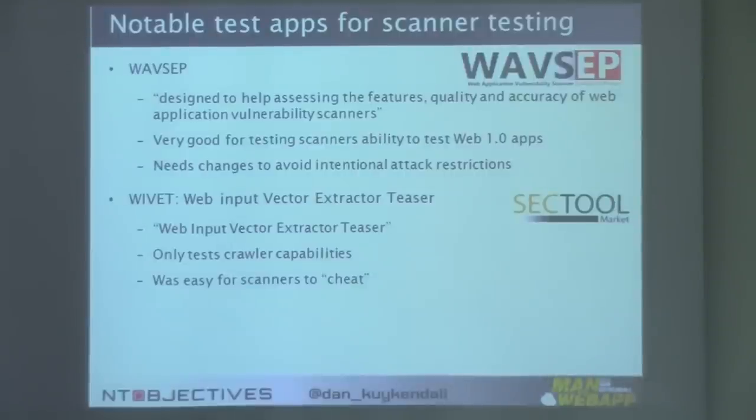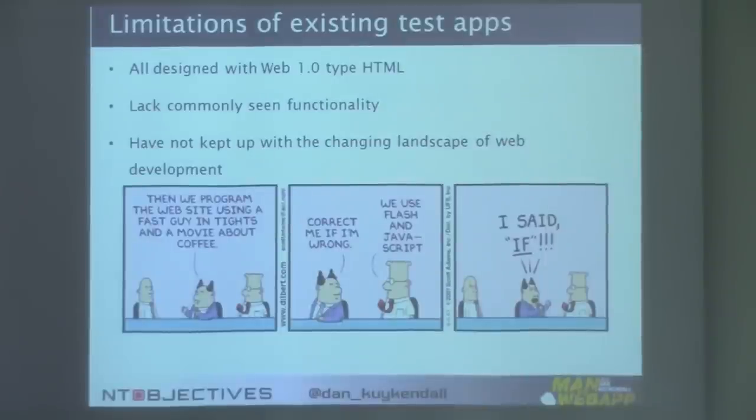The problem is that all of these vulnerable web apps have really stayed with classic Web 1.0 technologies. They're still just generally basic HTML, maybe some bit of JavaScript, but they're just sending traditional GETs and POSTs, you know, links and forms. They really have not modernized the look and feel and the activity that's going on in the application.